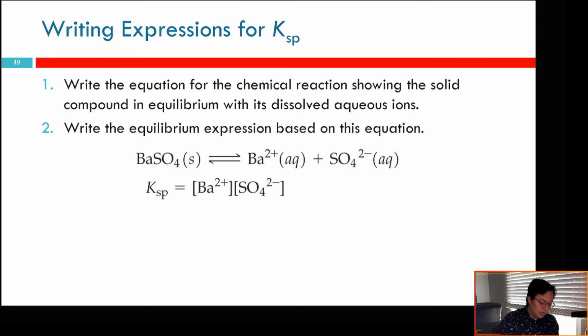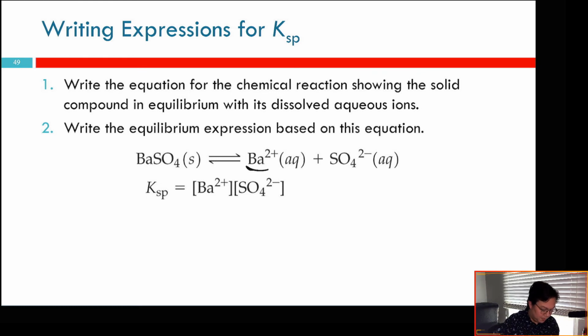So we write the equation, the chemical reaction. We write it basically as the net ionic equation here. So we write the equation for the chemical reaction showing the solid compound in equilibrium with its dissolved aqueous ions. And then we write the equilibrium expression based on this equation. So we're basing it off of really the net ionic equation for the compound dissolving in the liquid.